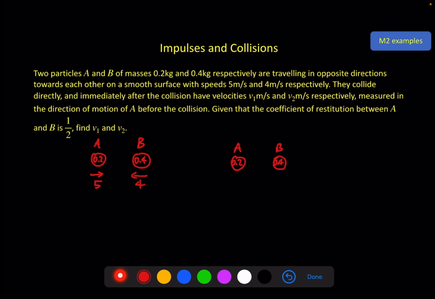Measured in the direction of motion of A before the collision. So we're measuring them in this direction. That's very clear in this example. Given that the coefficient of restitution between A and B is a half, find v1 and v2. So this is a very standard problem.